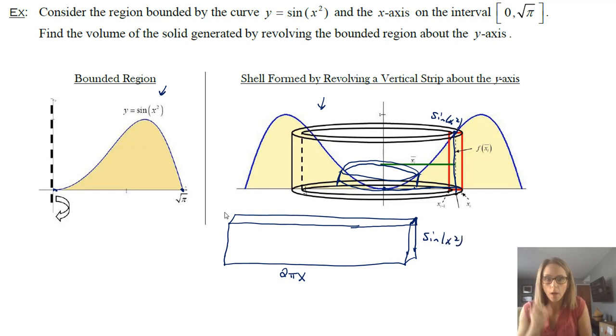And then the depth of this shell is just that dx, however wide it is, and as you create more and more shells, it gets skinnier and skinnier, and so dx. And so you can see that the volume of this one slab is 2 pi x times sine x squared times dx. And then we are integrating this from here out to here. So let's do that.